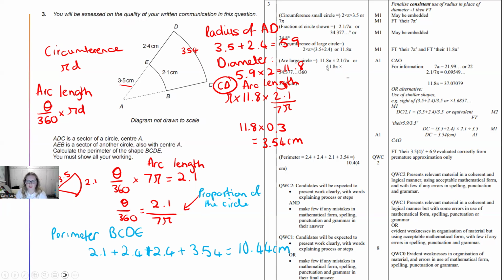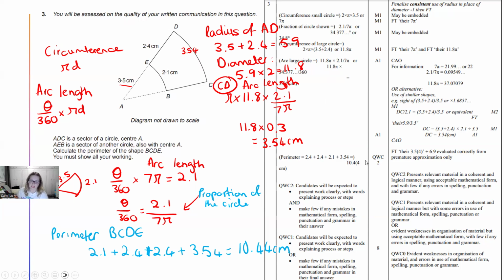Then arc of the larger circle, so that's what I've done up here. So radius of AD, I found out. You didn't get any marks for the radius of AD, but you did get a mark for using it as the circumference part, so the bit that we embedded in this section. And then times it by that gave us our A1 mark, which we have written over the answer for the first bit. I can see it down by here though. We got the 3.54, which gives us 10.44 centimeters.